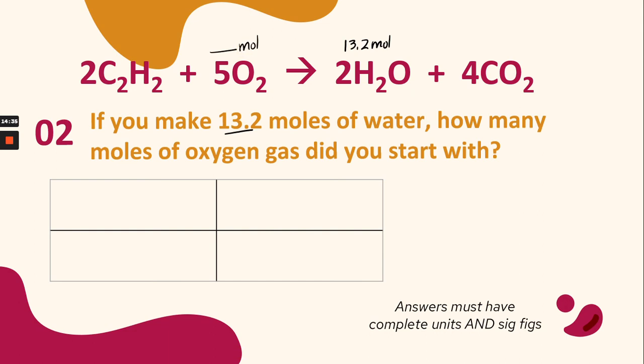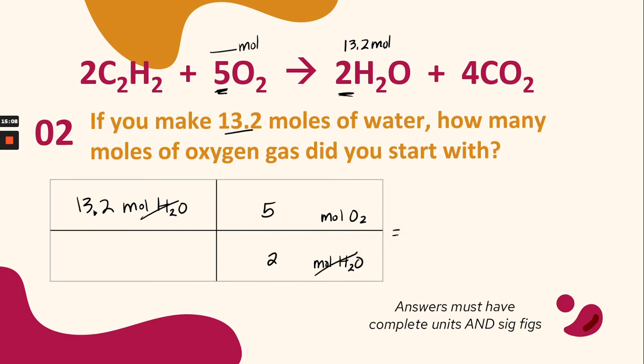Okay, so I'm going to start with the given. That's the 13.2 moles of water. I'm going to bring these units down, moles of water, and then I'm going to change them to something else. I'm going to change them to moles of oxygen using, right, my mole ratio. The numbers are going to come right out of the balanced equation. So that's a 5 and that's a 2.